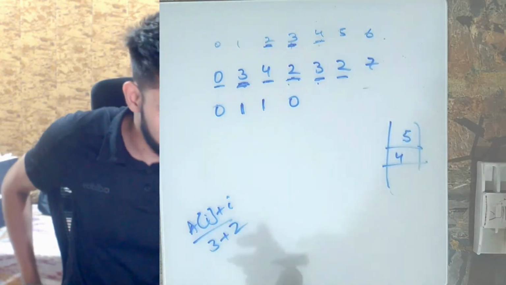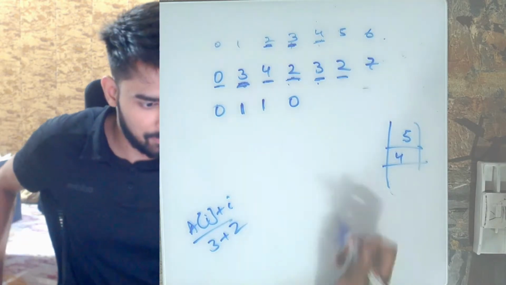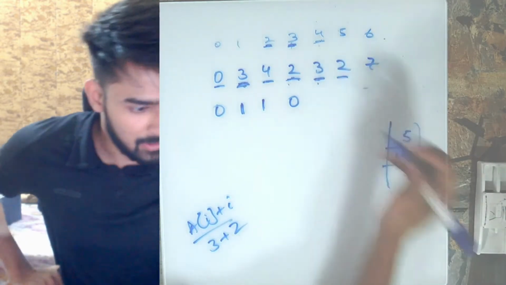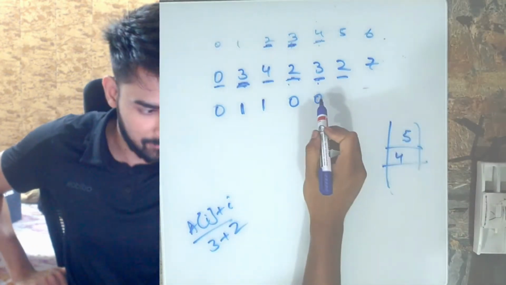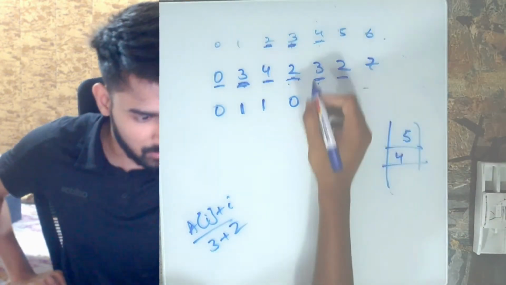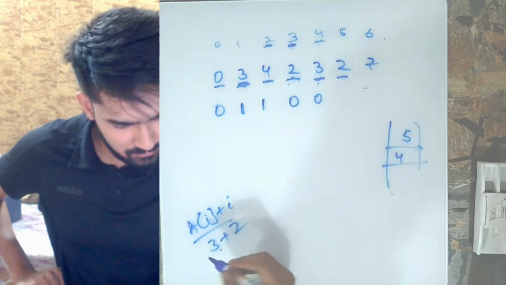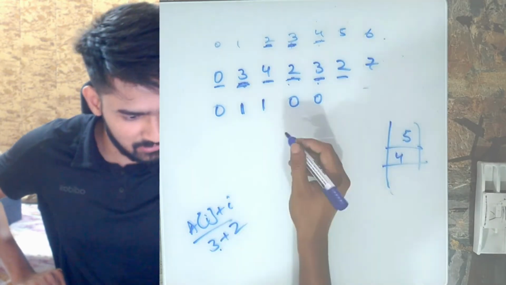Now, when I'm at this index, I already know that this is 0. We already know that, so we don't do anything. But we need to insert a of i plus i. Sorry, a of i is 3.